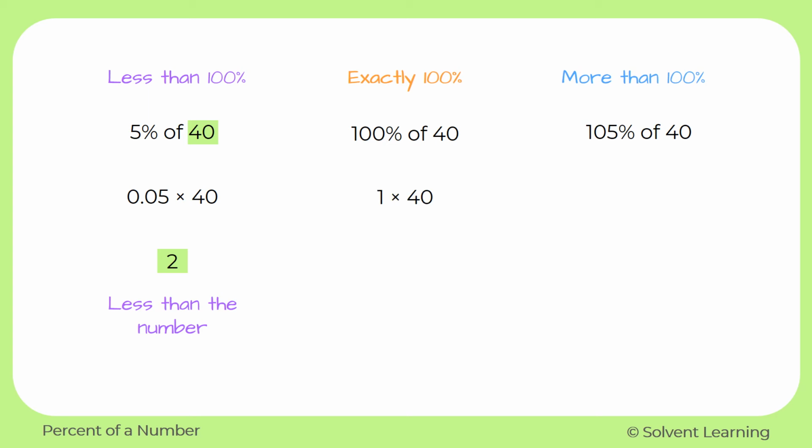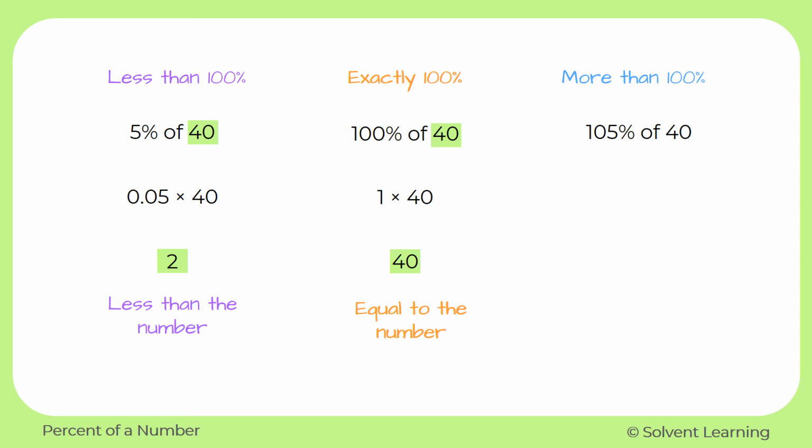Now let's see if we have exactly 100% of a number. So 100%, when we convert it to either a fraction or a decimal, is just the whole number 1. And so if we multiply 1 times 40, we end up with 40. So in this case, our answer is equal to the original number that we started with. So 100% of 40 will just be equal to 40.